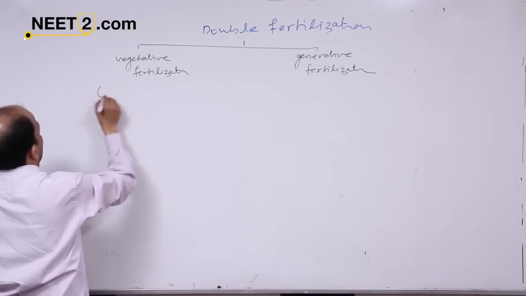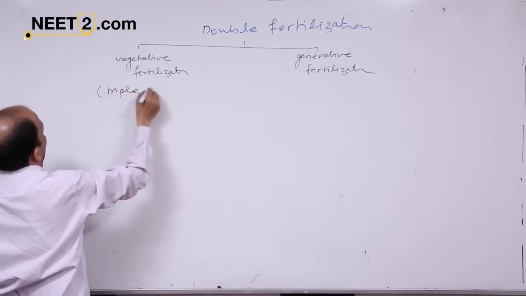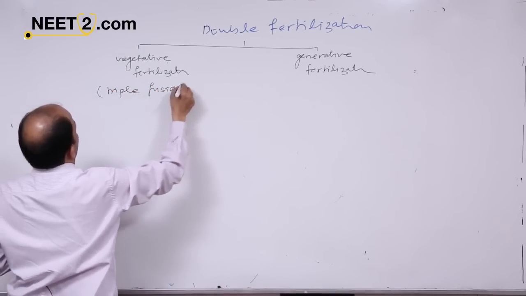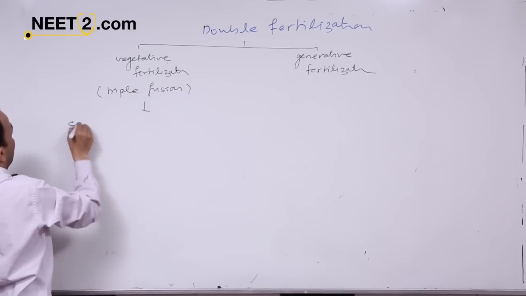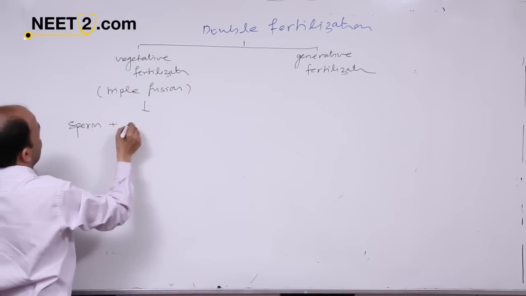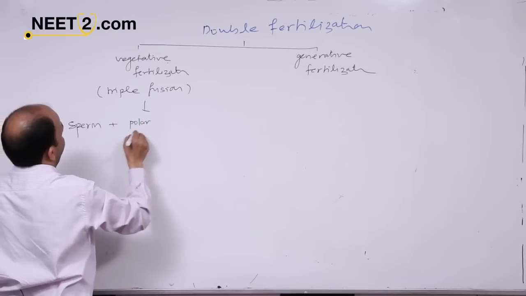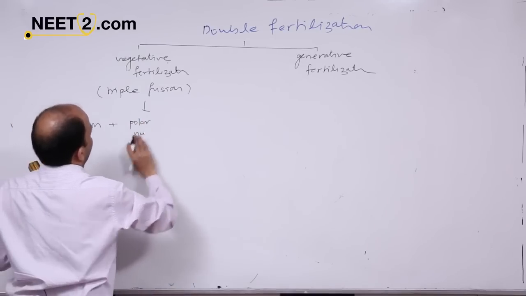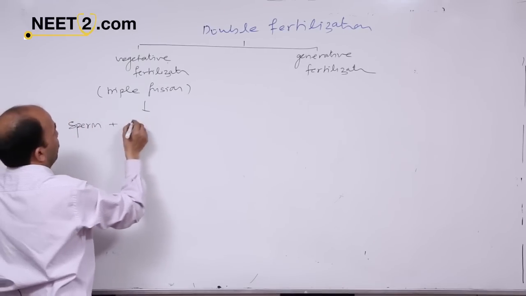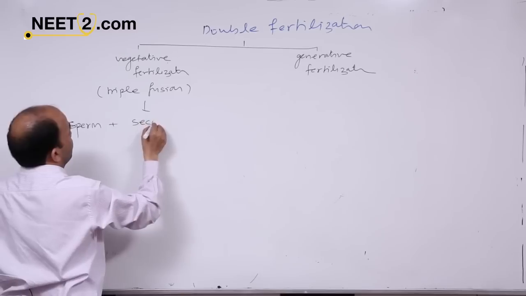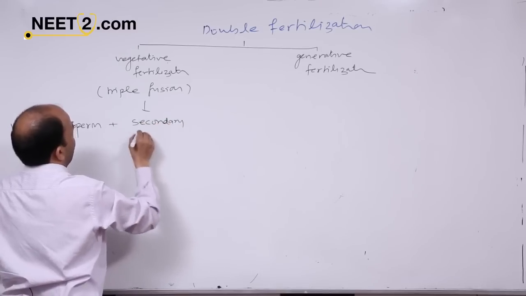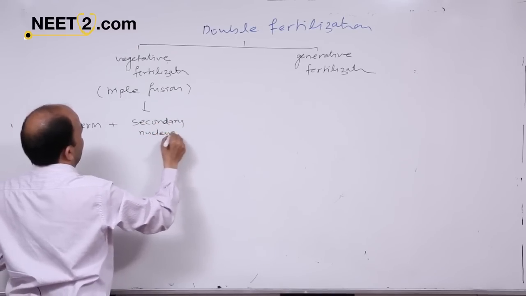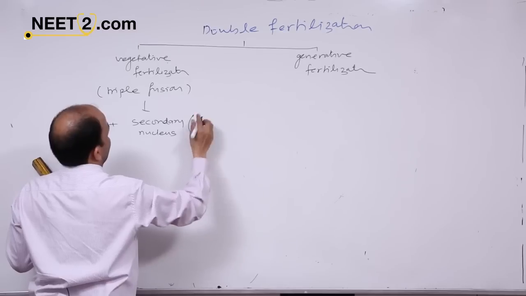जनरेटिव वेजिटेटिव फर्टिलाइजेशन, that is triple fusion, ये पहले होगा. During triple fusion you will find sperm nucleus will fuse with the polar nuclei. Polar nuclei, before fusion with the sperm nucleus, will get fused with each other, producing secondary nucleus. Secondary nucleus is the fused polars.